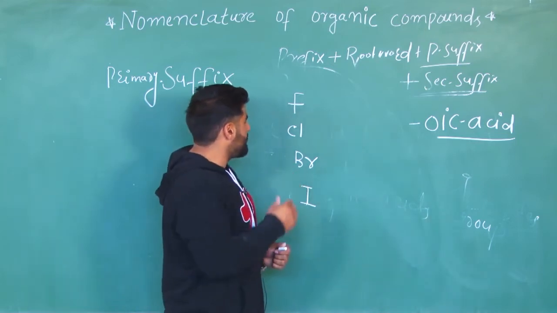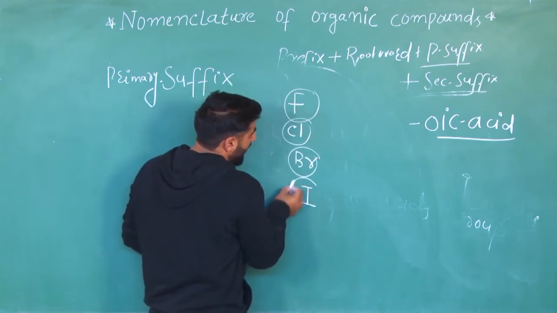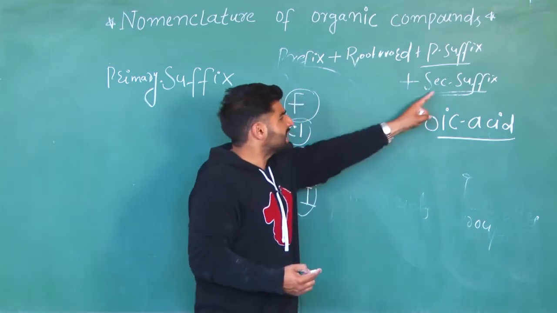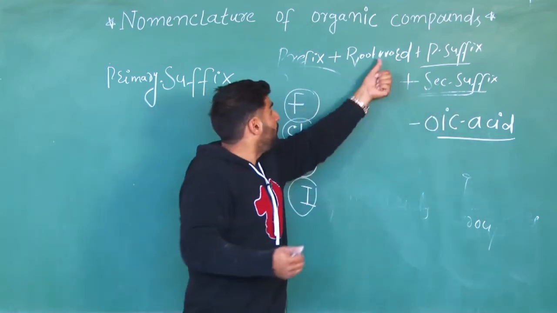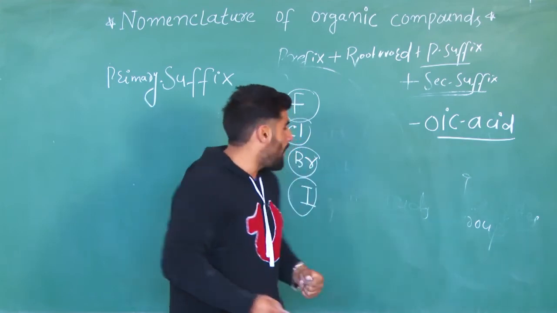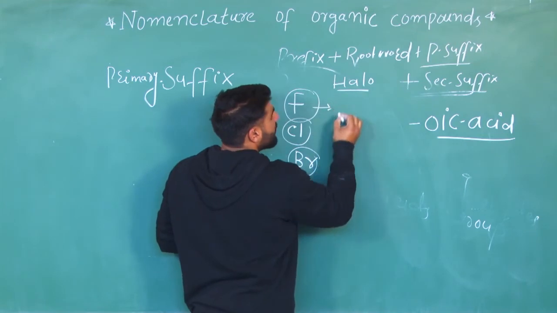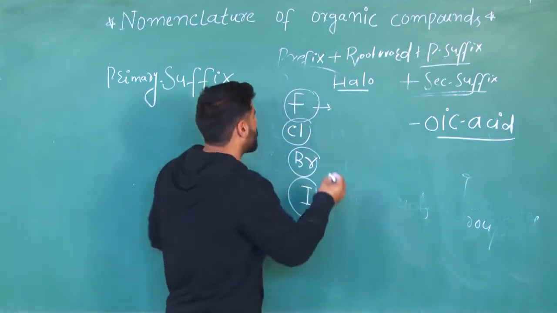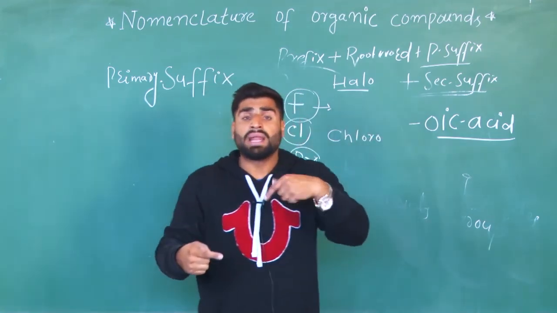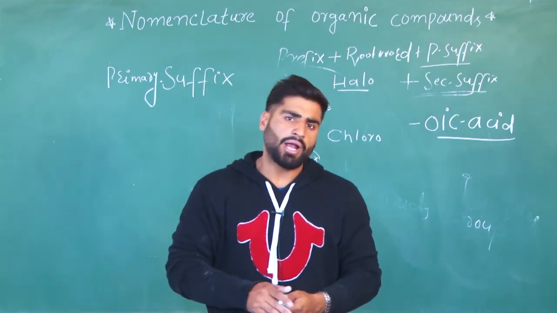Now there is a very important thing. This fluorine, chlorine, bromine or iodine, if present in a molecule, is not written in the secondary suffix. They are written before the root word, simply as halo. For fluorine we will write fluoro, for chlorine we will write chloro, for bromine we will write bromo, and for iodine, it's very obvious, we will write iodo.